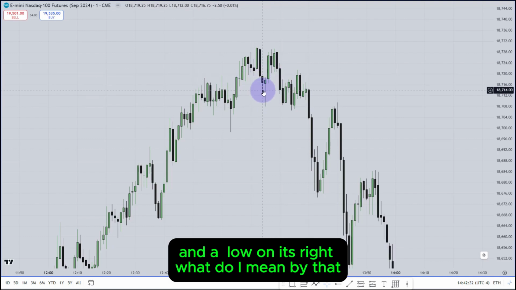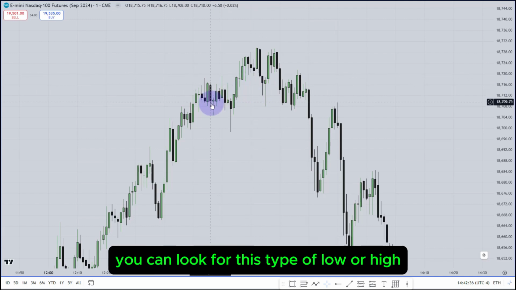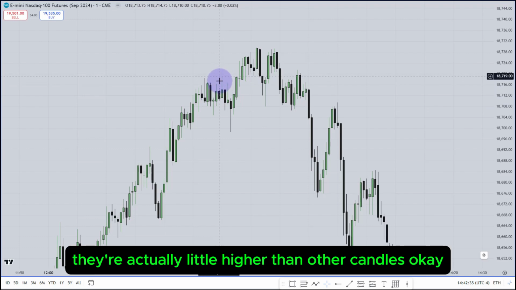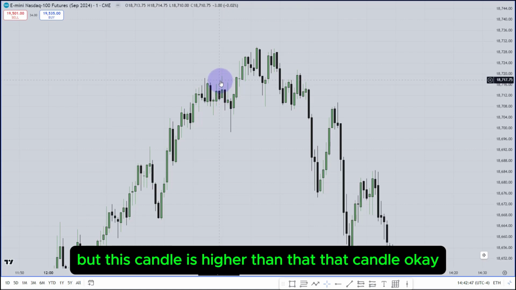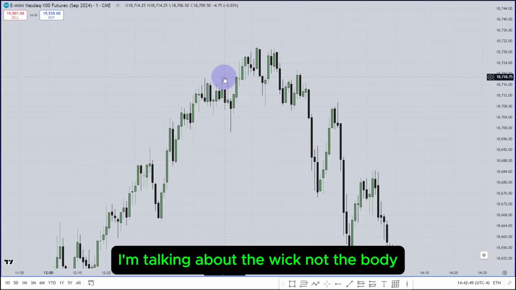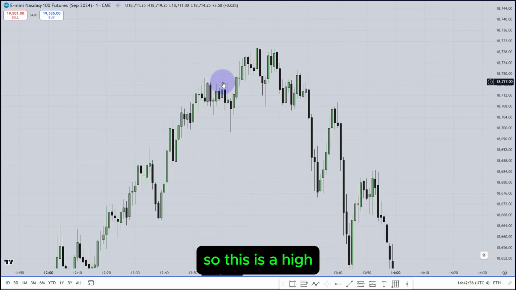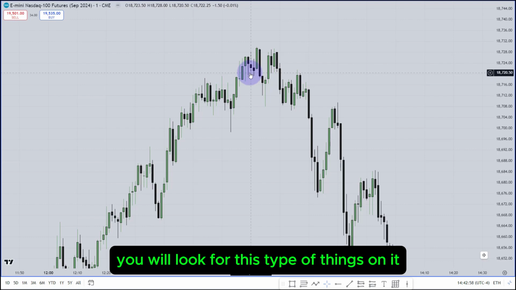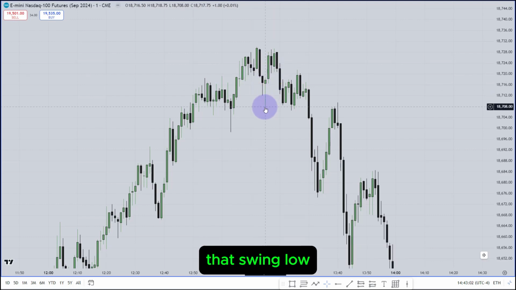What do I mean by that? In this type of situation, you don't need to look for a swing low. You can look for this type of low or high. They are actually a little higher than other candles. If you look at three candles, 1, 2, 3, they're sideways candles, but this candle is higher than that candle. I'm talking about the wick, not the body. This wick is higher than those wicks or those bodies. So this is a high. You will look for this type of thing on your left and on your right, and both of them will be higher than that swing low.